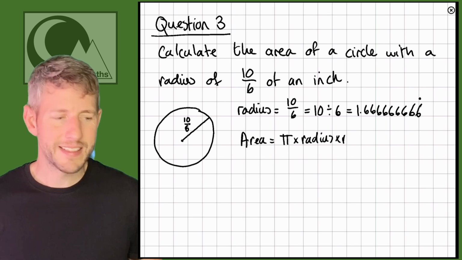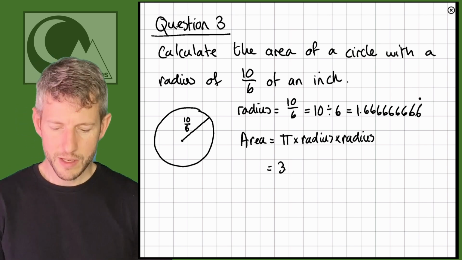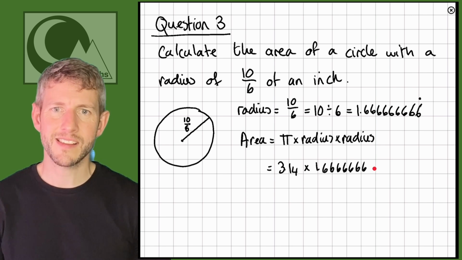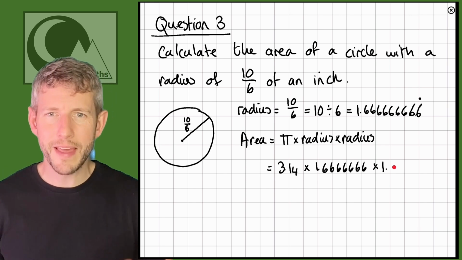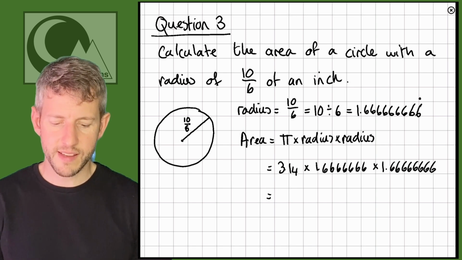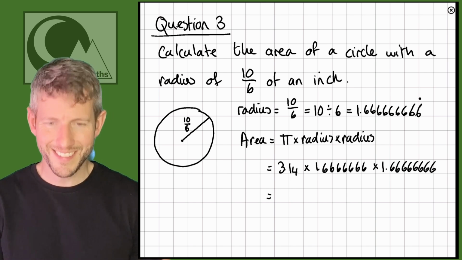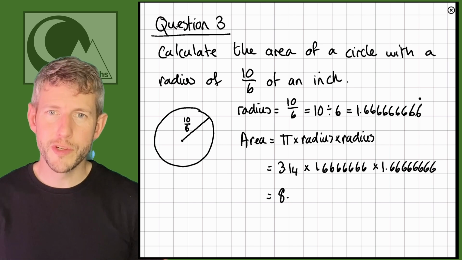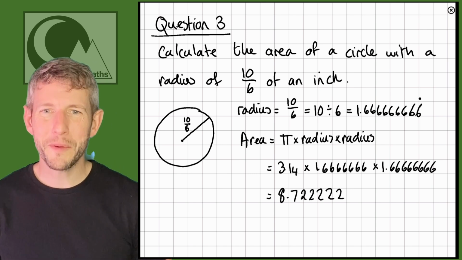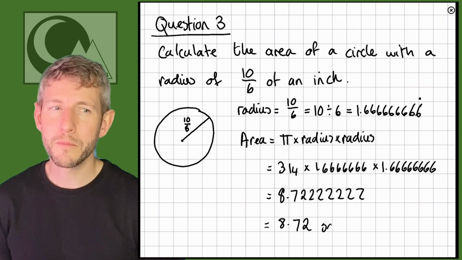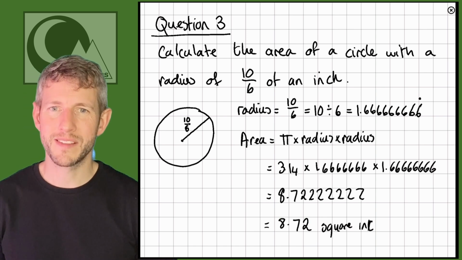So now I know the area of a circle is pi times radius squared, I'm going to type into my calculator 3.14 times 1.6666666666. I'm putting loads of sixes in to keep the accuracy. And then I'm going to times 1.6666666666 again. And that equals 8.7222222222, which I think we could call 8.72 square inches to 2 decimal places.